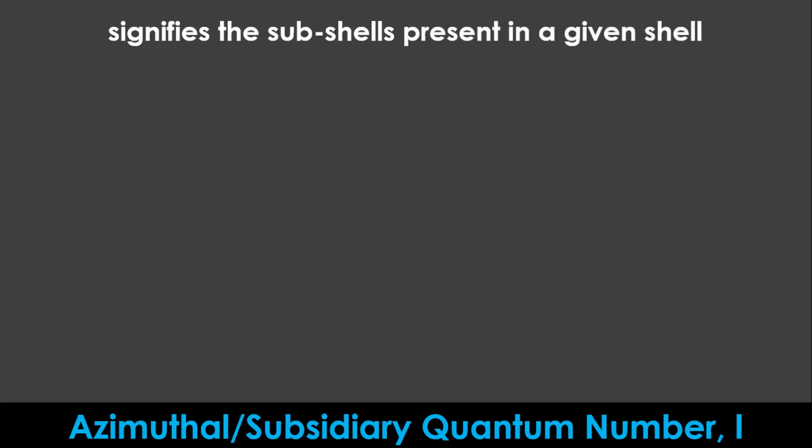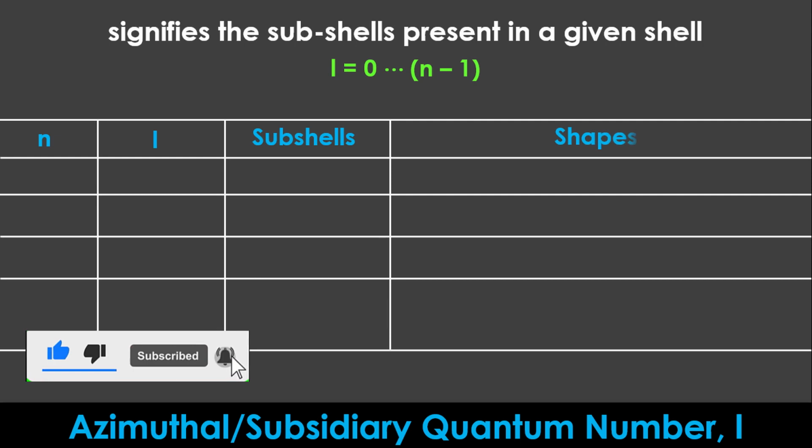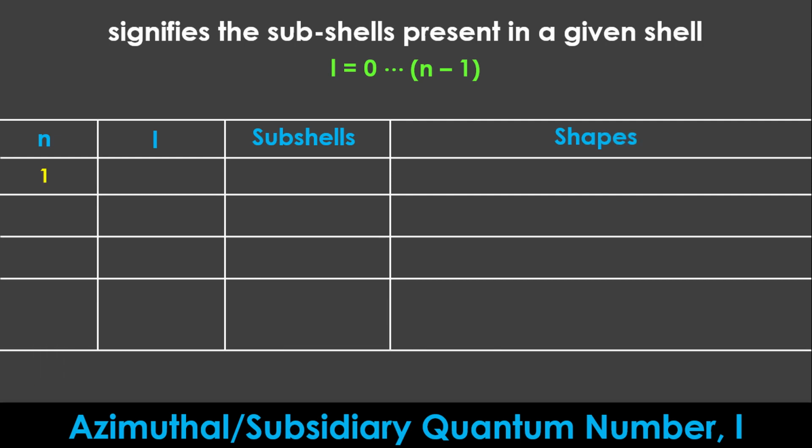The azimuthal or subsidiary quantum number l signifies the energy sublevels present in a given energy level, or subshells present in a given shell. In other words, it divides the atom into subshells or energy sublevels. Its values range from 0 to n-1 and also describe the shapes of the orbitals. When the value of n is 1, then the only value of l will be 0. And when l is 0, it represents the s subshell with a spherical shape. This means that there is only one subshell, the 1s subshell, in the first shell or first energy level.